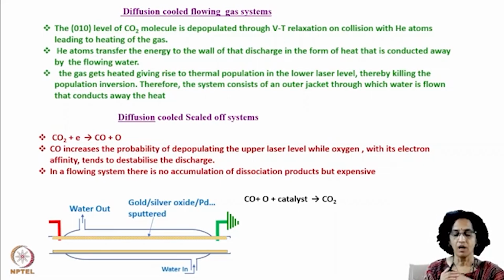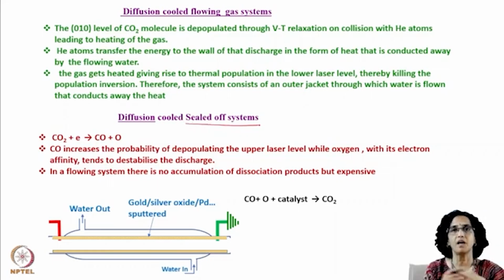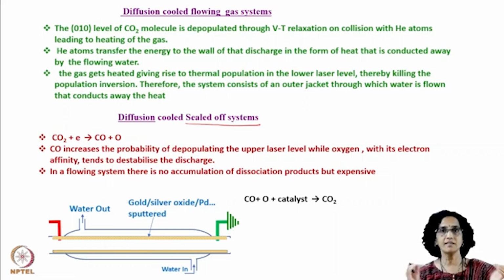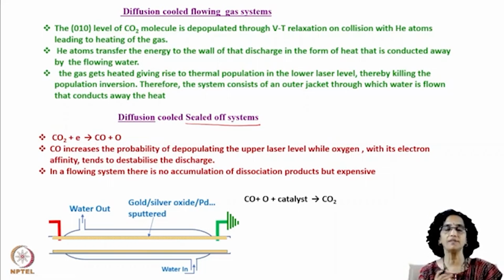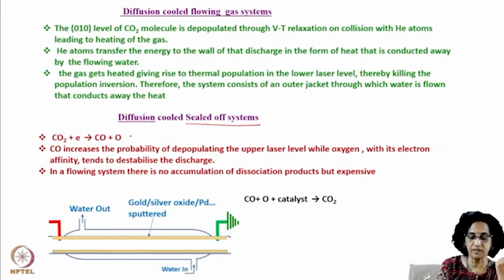And therefore, diffusion cooled but sealed off systems have come into existence. So what happens in a sealed off system? As the name suggests, it is a sealed off system. That means we do not have this gas flow in, flow out system. So then how do we take care of this dissociation problem?